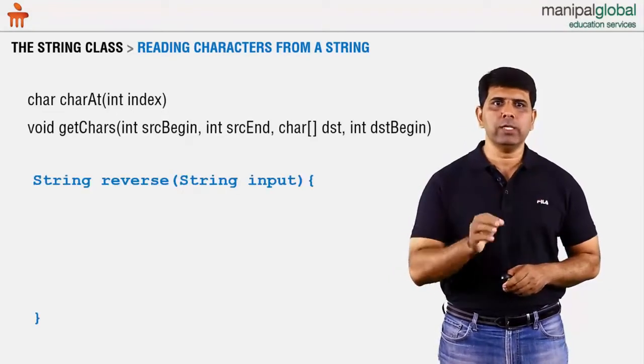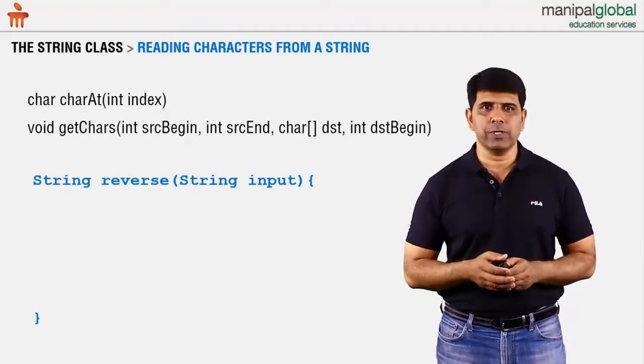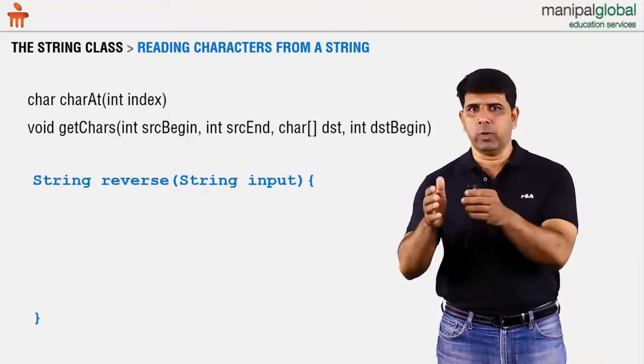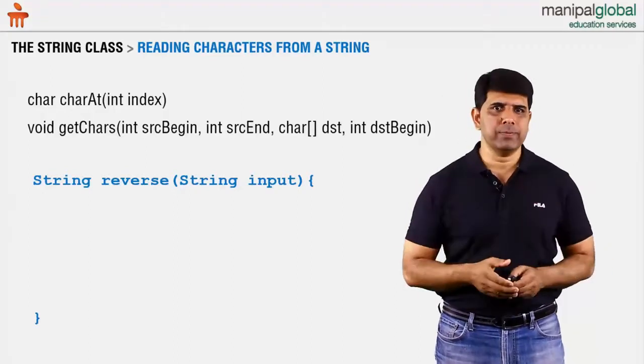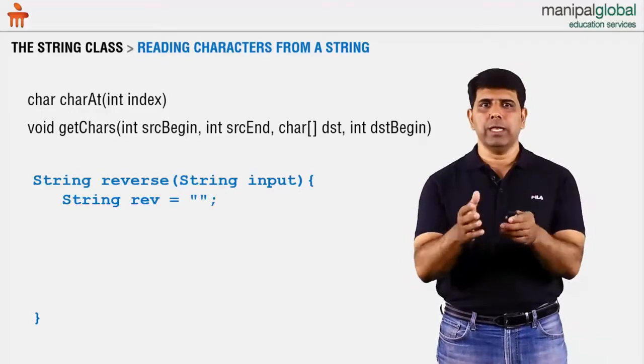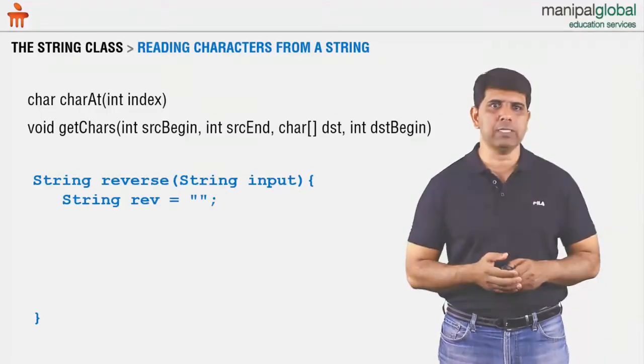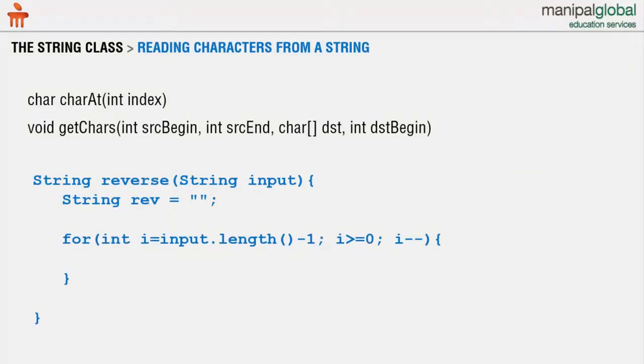So here is an example of accessing one by one. Now we want to write a function called reverse that takes one input and gives the reverse of that. The first thing we do is declare one string variable, an empty string. You could as well use new String without any value in that. And then we use a for loop. We start from the last index by saying input.length minus 1, and then we check in the reverse order.